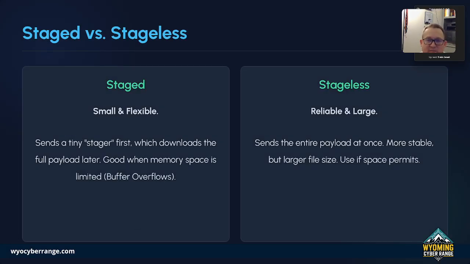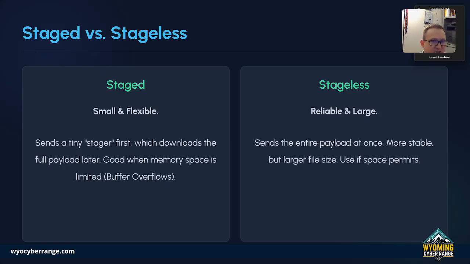The next payload type is going to be staged versus stageless. Staged is small and flexible. We send a very tiny stager first, which is going to download the full payload. This is perfect for things like buffer overflows where memory space is tight.